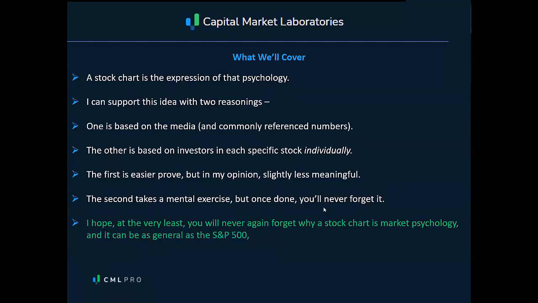Right? So it can be as general as the S&P 500. The mainstream media creates a narrative, and therefore we implicitly digest it and regurgitate it. 50-day moving average, 200-day moving average, 50-day moving average, 200-day moving average. 2013, 2014, 2017, 2018, 2020, 2021, 2022, Reuters, Bloomberg, Barron's, CNBC, Wall Street Journal. And then there's as specific as a single stock.